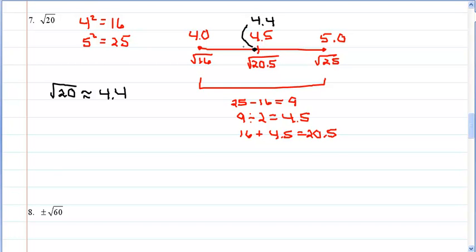So as long as we're in the area, if you had said 4.3, that would definitely be too low because that would mean you think it's right around here. So 4.4 is my answer, rounded to the nearest tenth.